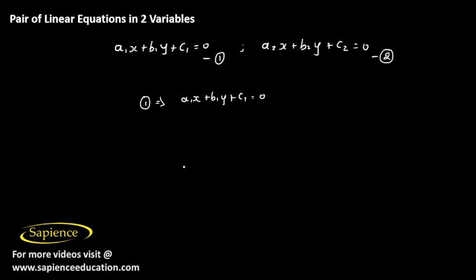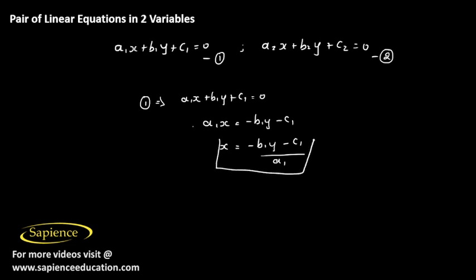Now the second step is to write one of the variables in terms of the other. That means keep one of the variables on the left hand side and every other term on the right hand side. I am deciding to keep x on the left hand side, so that will give me a1x is equal to minus b1y minus c1, and x is equal to minus b1y minus c1 divided by a1.